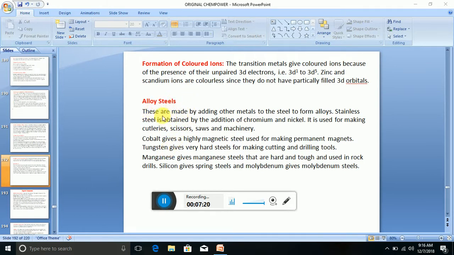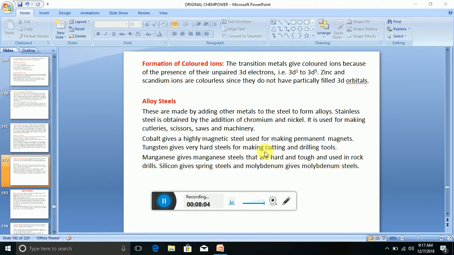Now, alloy steels. These are made by adding other metals to the steel to form alloys. Stainless steel is obtained by the addition of chromium and nickel. It is used for making cutlery, scissors, saws, and machinery. Cobalt gives a highly magnetic steel used for making permanent magnets. Tungsten gives very hard steel for making cutting and drilling tools. Manganese gives manganese steel that is hard and tough and used in rock drills. Silicon gives spring steels and molybdenum gives molybdenum steel.